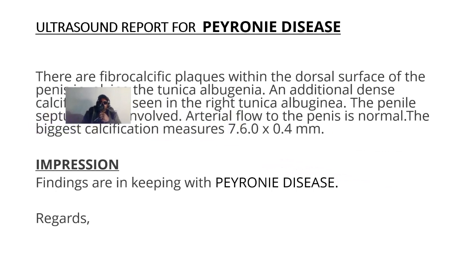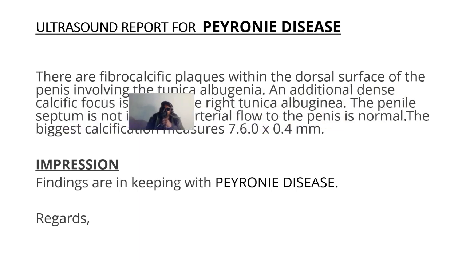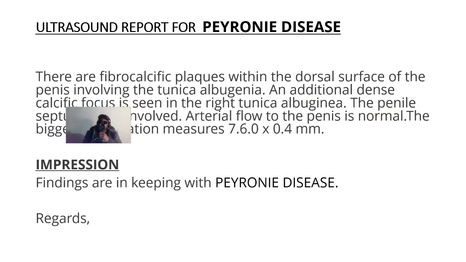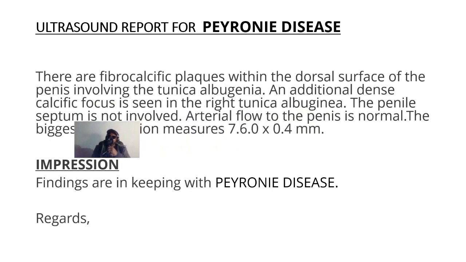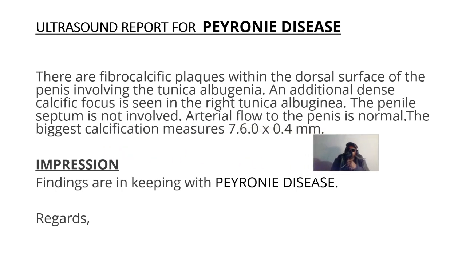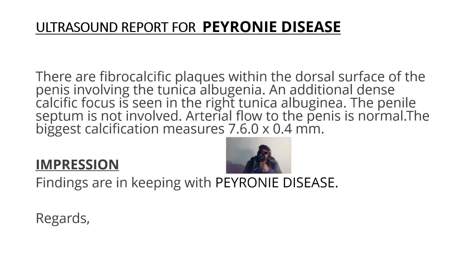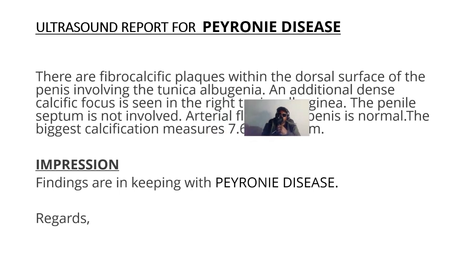There are fibrocalcific plaques within the dorsal surface of the penis involving the tunica albuginea. An additional dense calcific focus is seen in the right tunica albuginea. The penile septum is not involved. Arterial flow to the penis is normal. The biggest calcification measures 7.6 by 0.4 millimeters. So you can see that's how you write a sample report for Peyronie's disease.